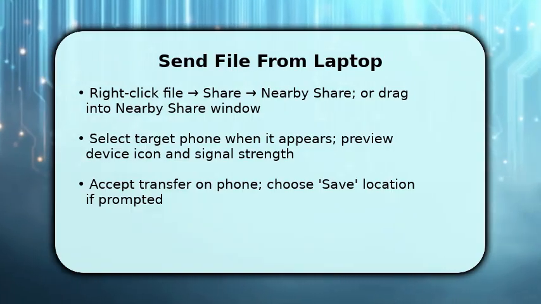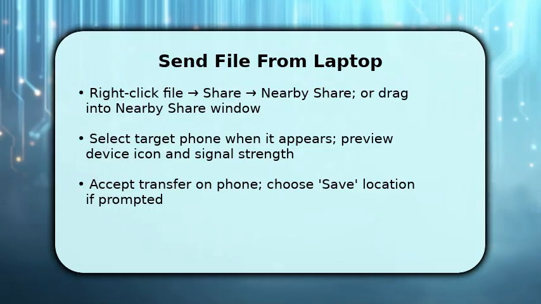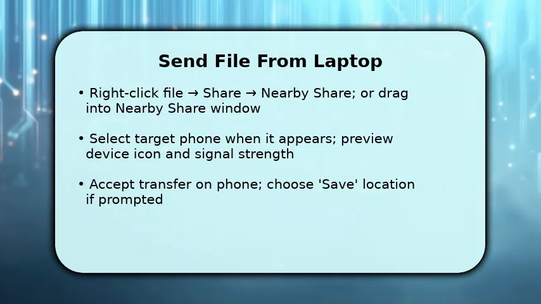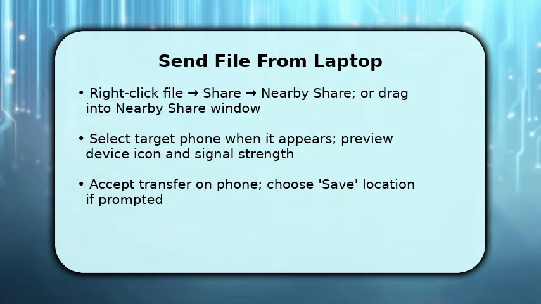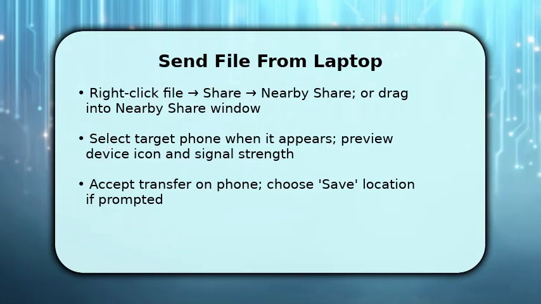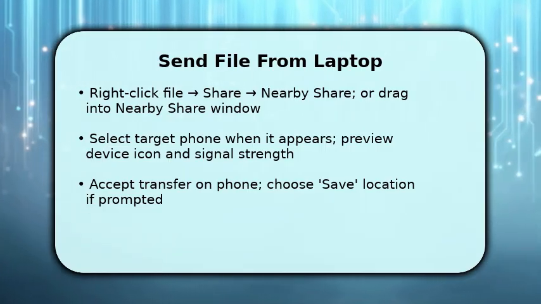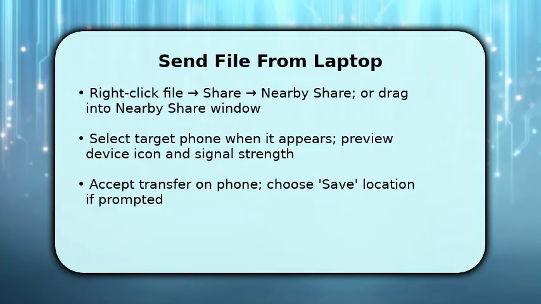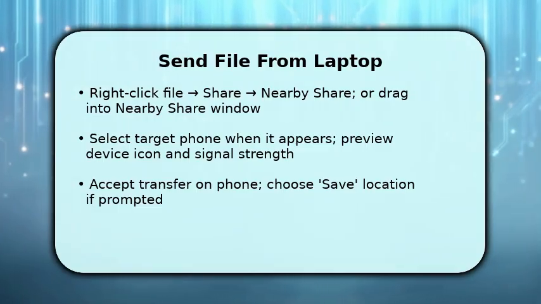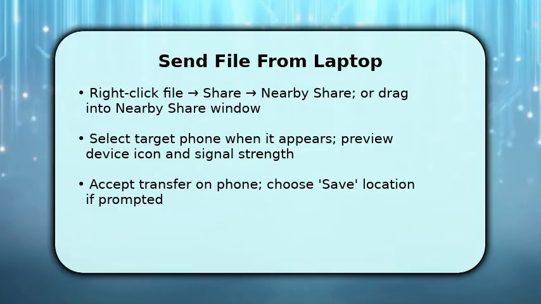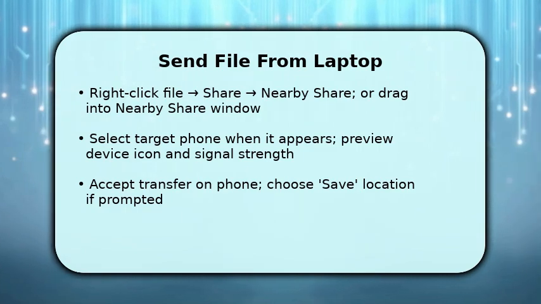When your phone appears in the list, select it. You'll see a device icon and sometimes signal strength indicating connection quality. On the phone, accept the incoming transfer. If the phone asks, pick where to save the file. This two-step confirmation prevents accidental transfers and ensures you control incoming content.